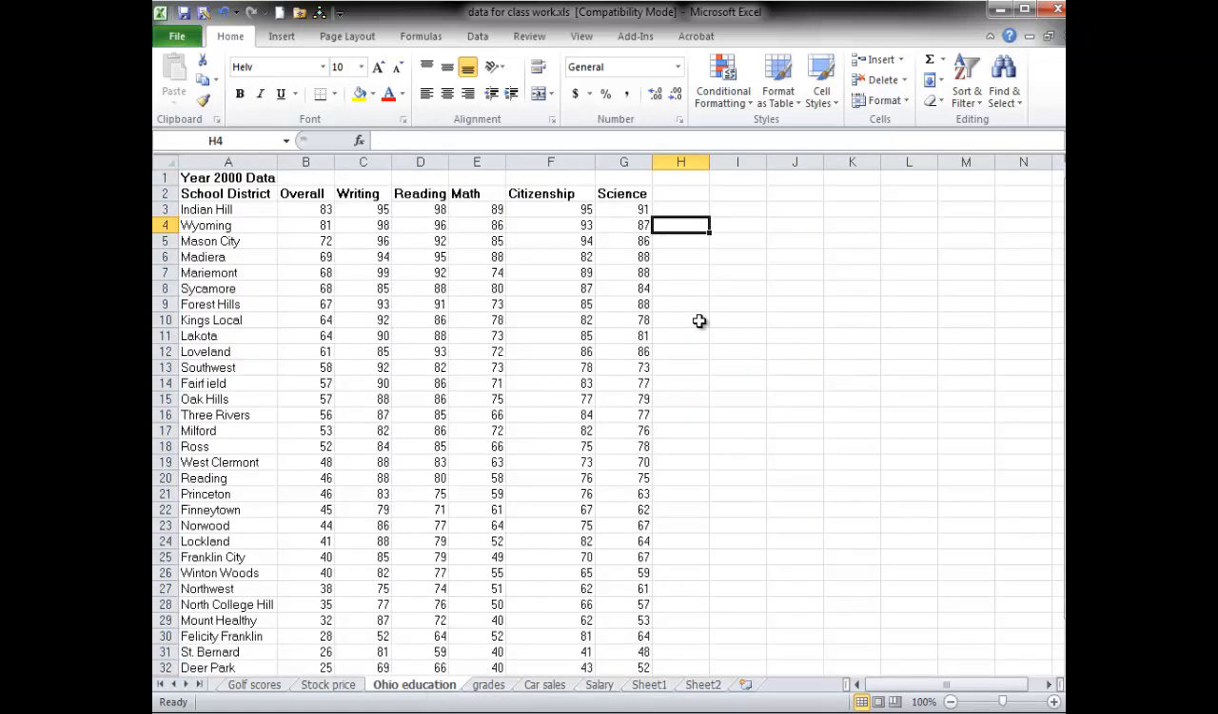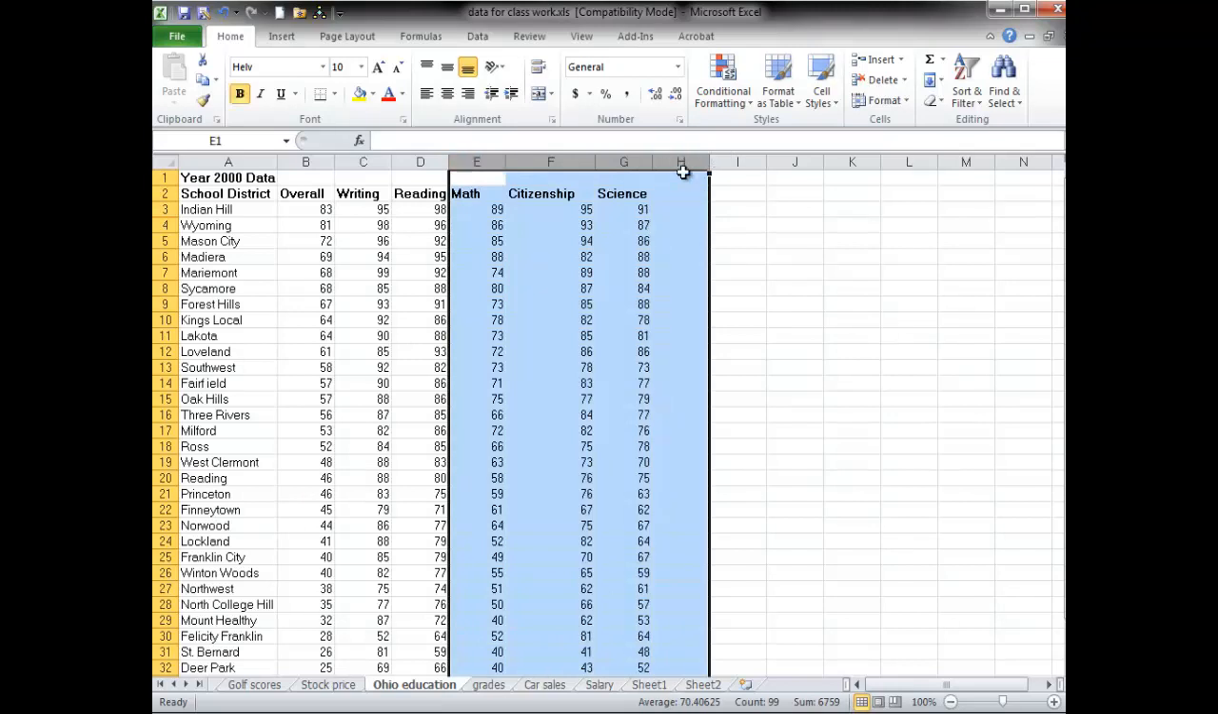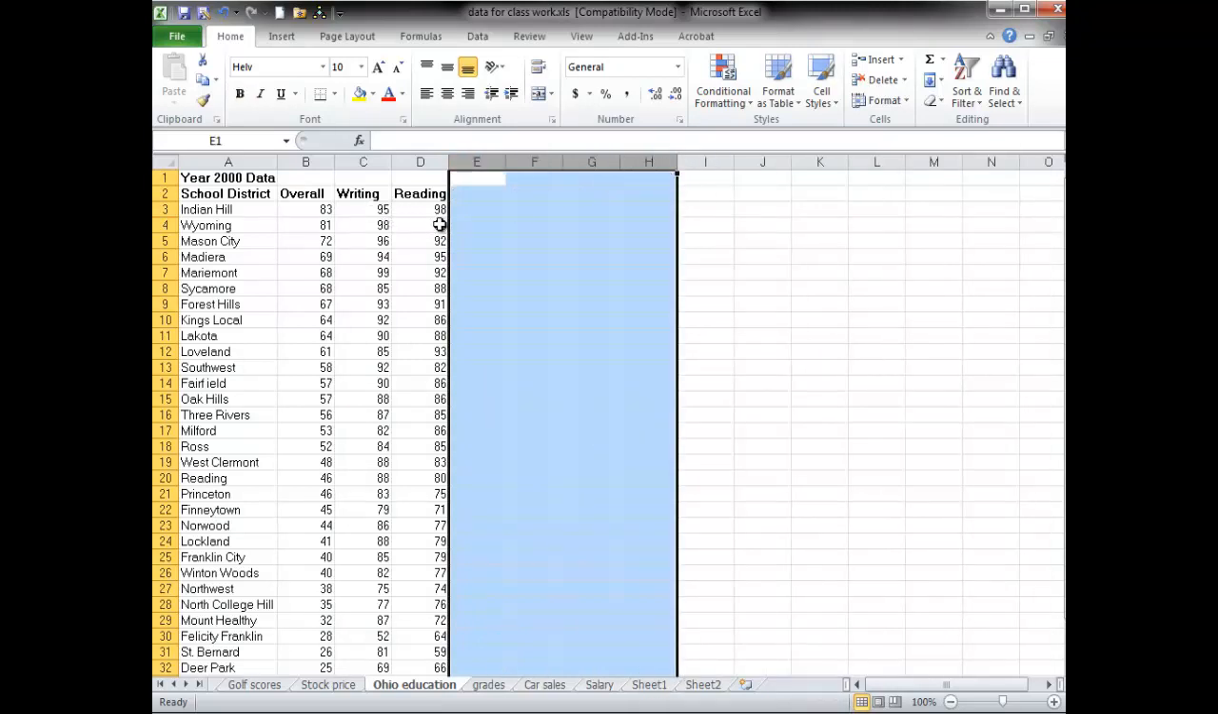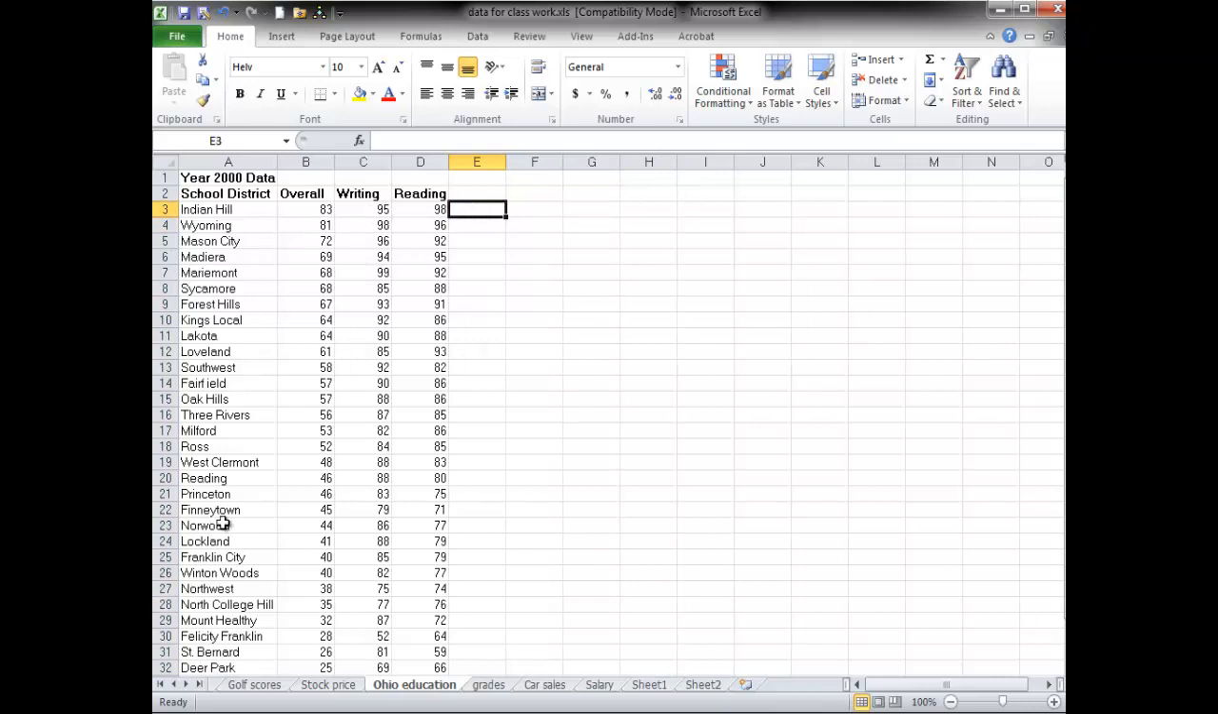Here is another data set. This is from a school district of students, their writing and reading and math and citizenship and science scores. Let's just take a look at writing and reading. I'm going to delete these other columns. I'm not interested in those. Over these school districts, I am interested in finding out if there is a difference between their writing scores and the reading scores. Are these students reading as well as they are writing, and are they writing as well as they are reading? Let's take a look.